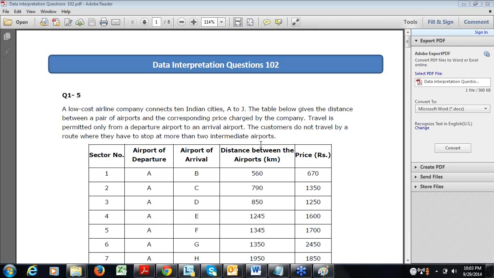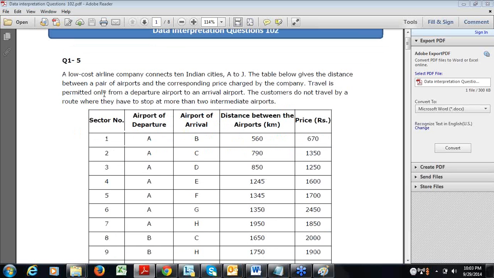Okay, without much ado we'll start now. So let's go with question number 1 to 5. What has been written? A low cost airline connects 10 Indian cities, A to J. The table below gives the distance between the pair of airports and the corresponding prices charged by the company. Travel is permitted only from a departure airport to an arrival airport. The customers do not travel by a route where they have to stop at more than 2 intermediate airports.